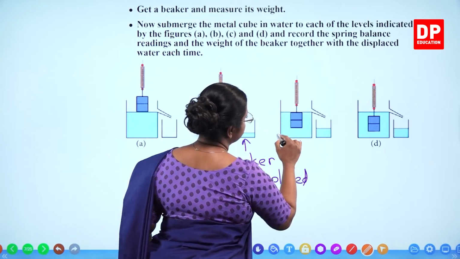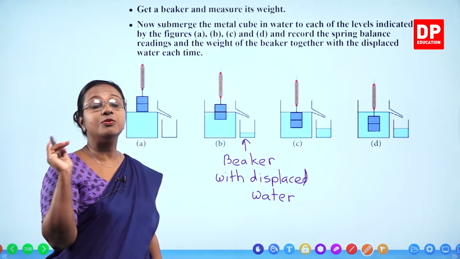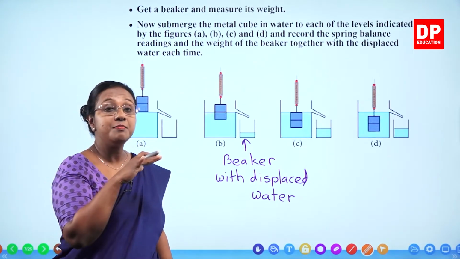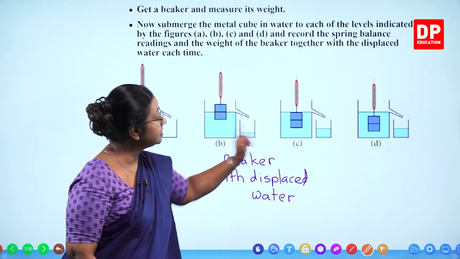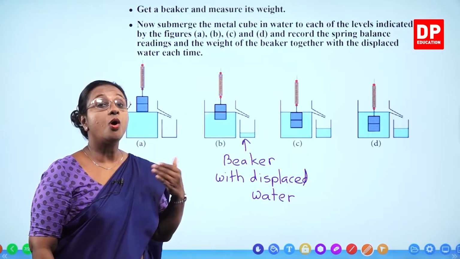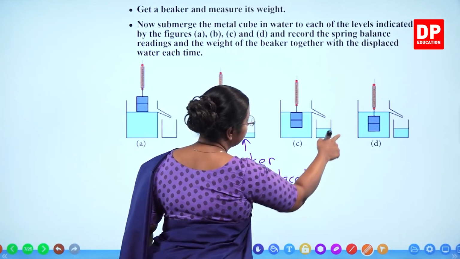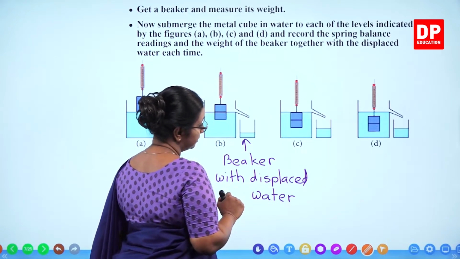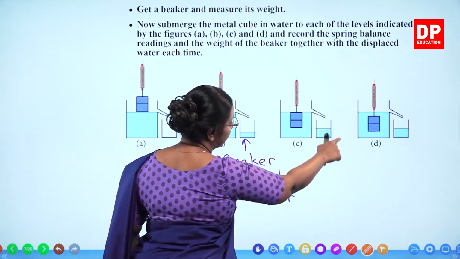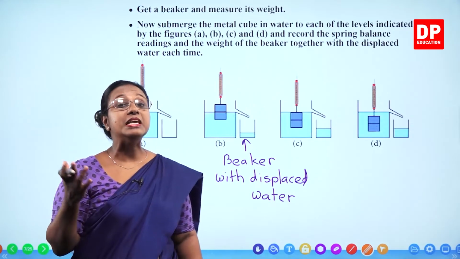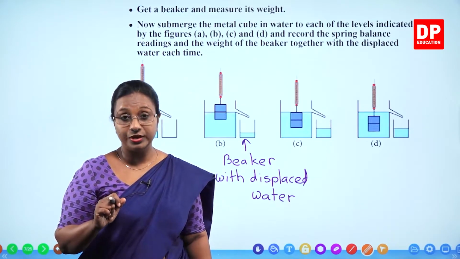Then third instance, you can see here completely the object is below the water surface, completely immersed. This we call it as partially submerged. This is completely submerged or completely immersed in water. So, there you can see there will be more water displaced. So, again we get the Newton balance reading as well as we get the weight of the beaker containing water. Always we need to take 2 readings.